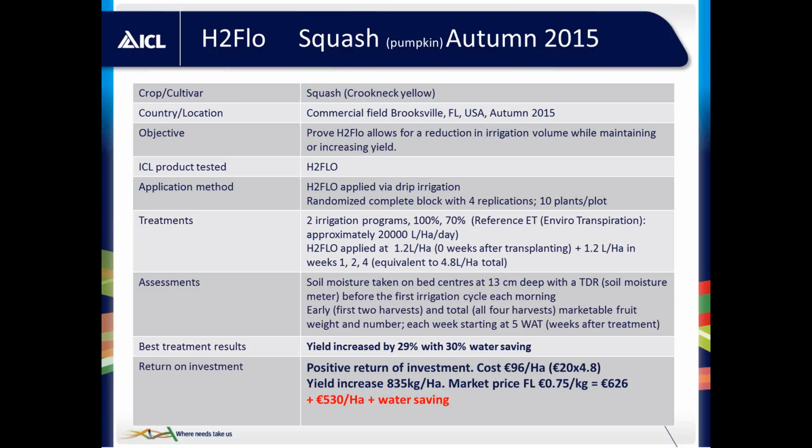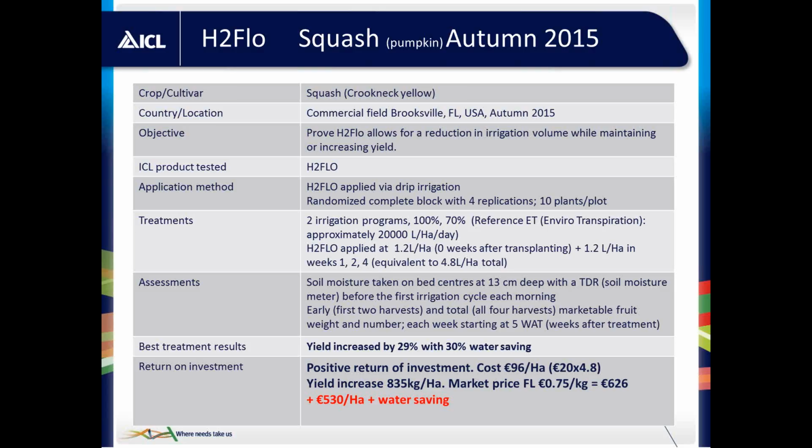So we're looking at squash or pumpkin. The type was crookneck yellow. This was from a commercial field in Brooksville, Florida. And what we were looking to do was show that H2Flo allowed you to reduce the irrigation volume and maintain or increase the yield. H2Flo was applied via the drip irrigation system.